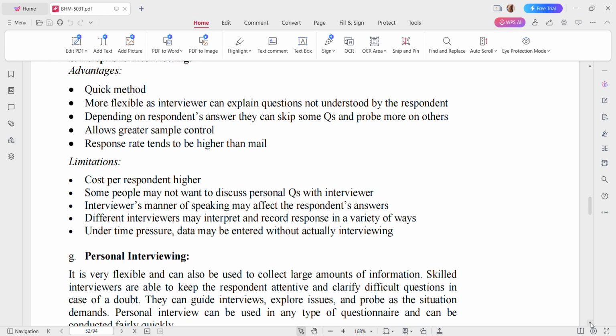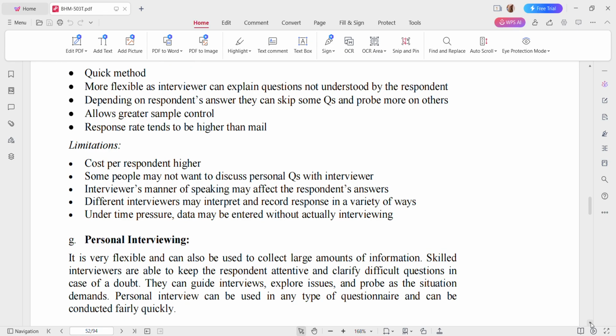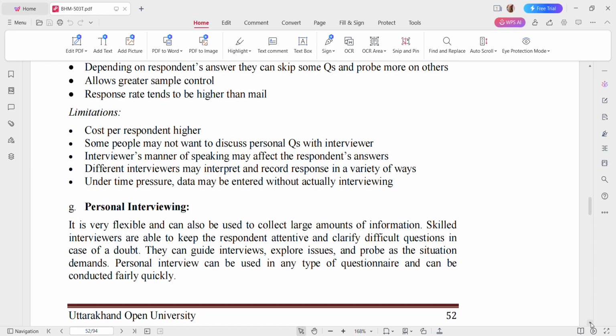Now, different interviewers may interpret and record the responses in a variety of ways, and under time pressure, data may be entered without actually interviewing. Yan yung mga limitations natin. Okay. Now, let's proceed to personal interviewing.